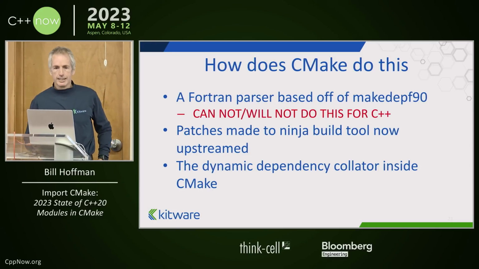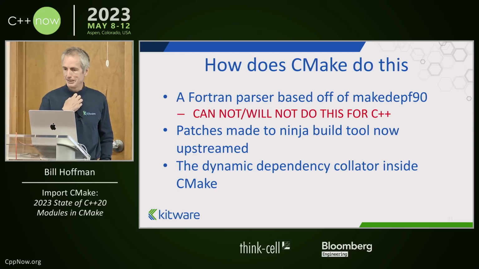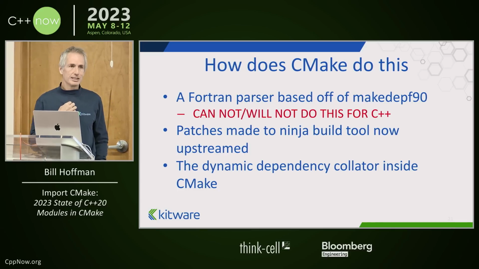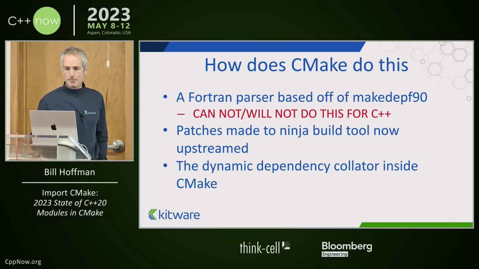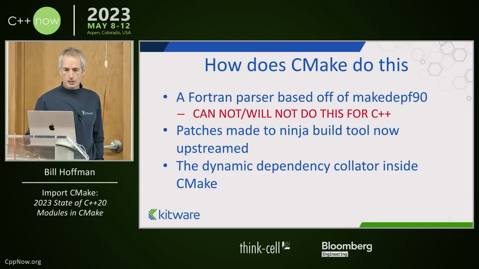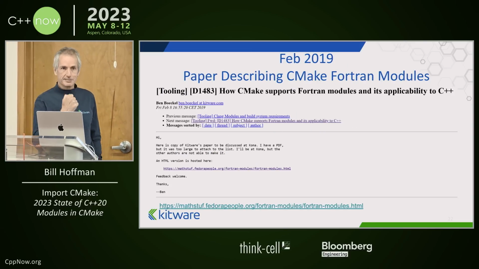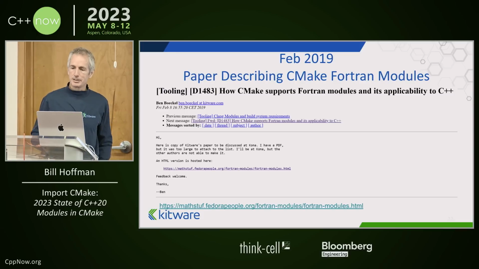So how does CMake do it? It has a Fortran parser based off of this program called MakeDep F90. We will not do this for C++. And we also did patches to Ninja build tool, which is now upstreamed, and then the dynamic dependency collator inside CMake. So as C++20 modules were going around through the standards committee, Ben and Brad wrote a paper describing how CMake supports Fortran modules and its applicability to C++.